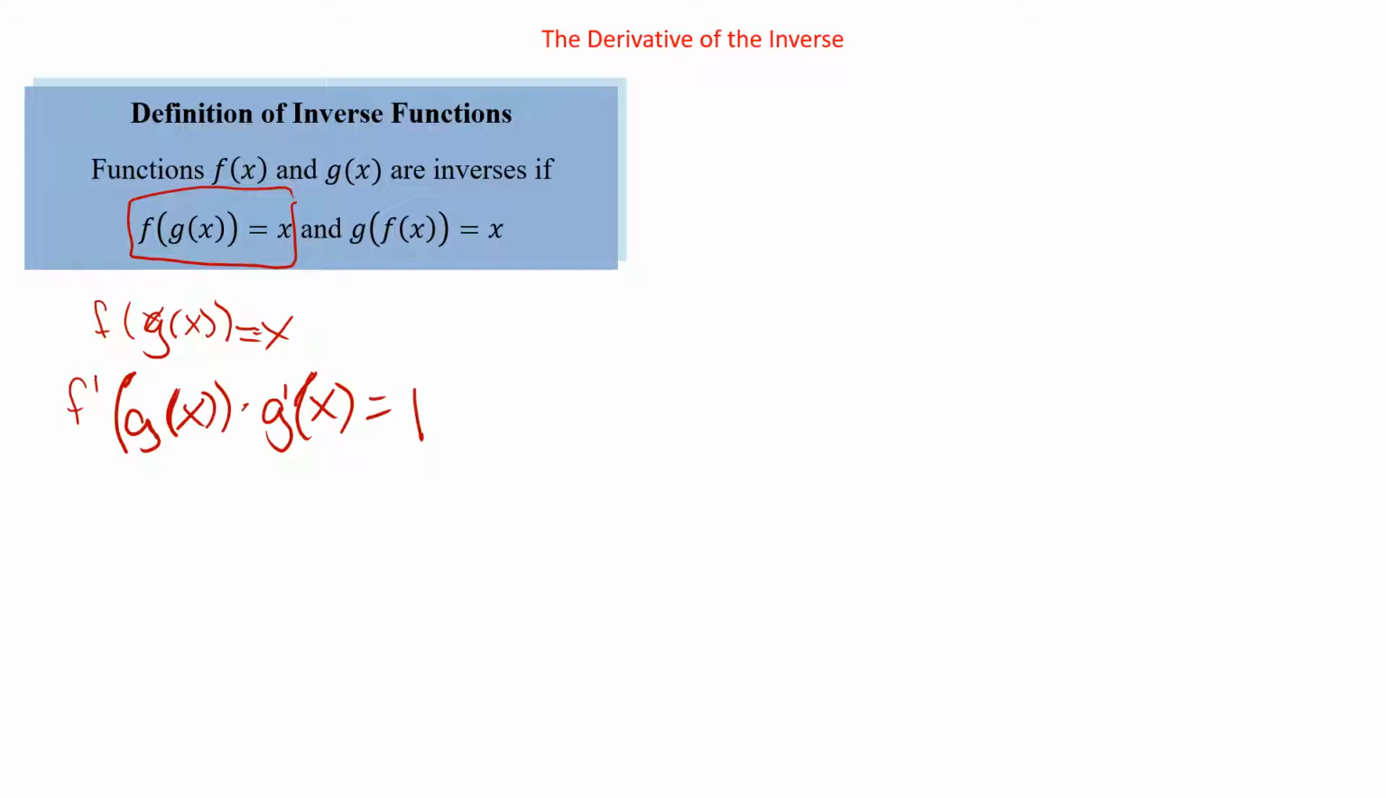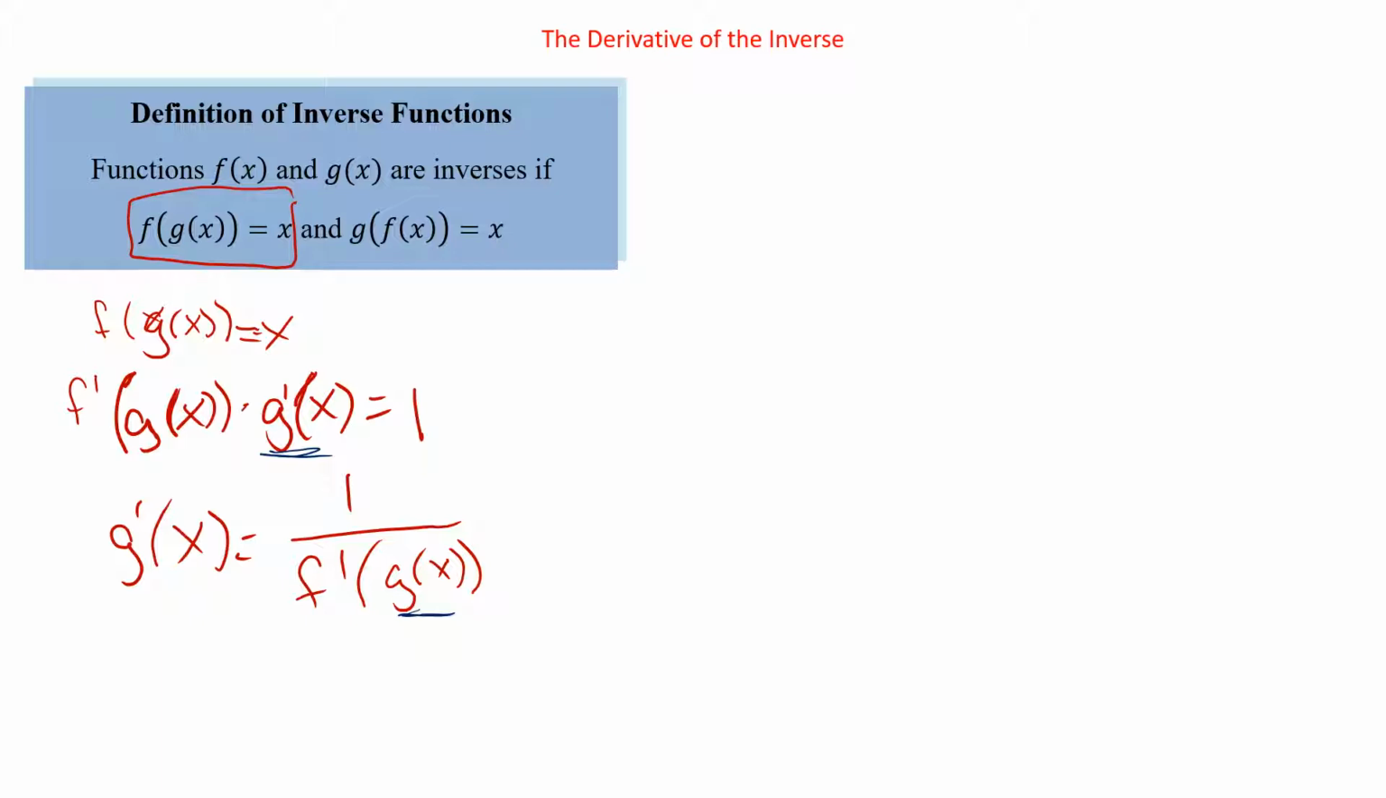So if we have f of x, we want to find the derivative of g of x. We have the derivative of g of x right here. We just need to divide. So g prime of x equals 1 over f prime of g of x. That's the derivative of the inverse. Now, if we wanted to find this as a function, we would actually have to know what g of x equals. And so we'd have to be able to find the inverse. We might not be able to find this as a function, but we can find the derivative of the inverse at a point.